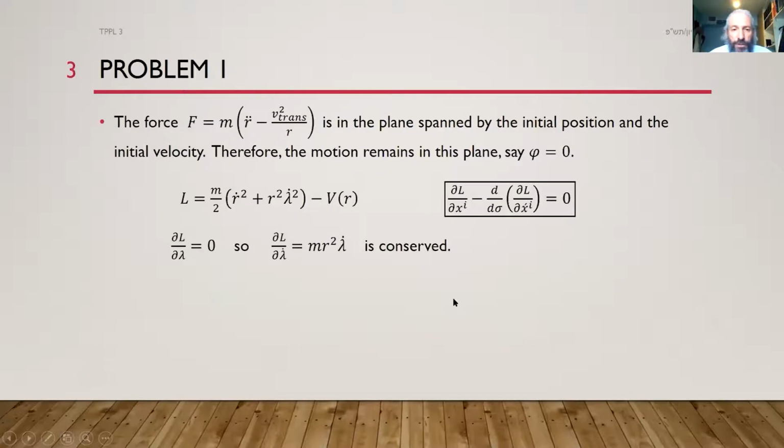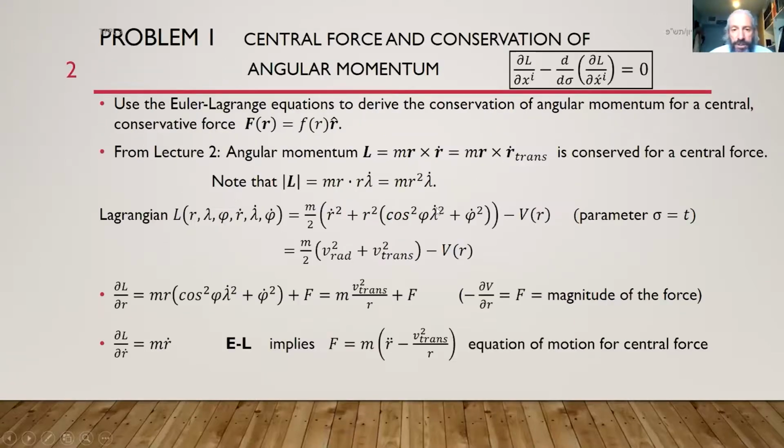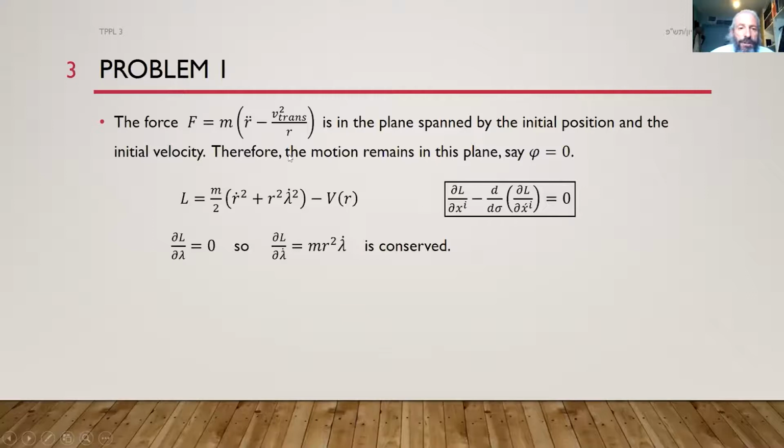Let's talk about simplifying a little bit. Let me go back. We can assume that the motion is in a plane, because think of the plane that's spanned by the initial position and the initial velocity. Since the force is central, the force also is in this plane, and therefore the motion remains in a plane. So without loss of generality, we can take the plane phi equals 0, which is the equatorial plane. And then the Lagrangian reduces considerably to this expression.